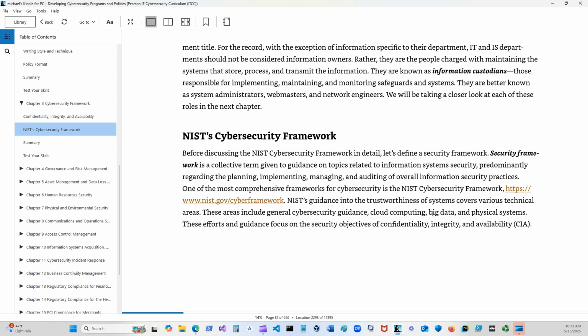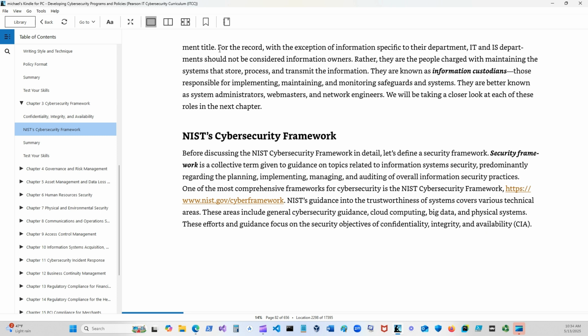NIST guidance into the trustworthiness of systems covers various technical areas. These areas include general cybersecurity guidance. You see that guidance there? Cloud computing, big data, and physical systems. These efforts and guidance focus on the security objectives of confidentiality, integrity, and availability.